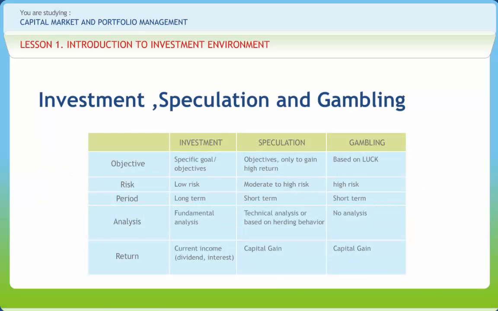Objective of investment depends on its specific objectives. Risk involved in investment is low and period of investment is long term. Its analysis is based on fundamental analysis and the return depends on the current income. An objective of speculation is only to gain high return. Risk involved in speculation is moderate to high and period of speculation is short term. Its analysis is based on technical analysis. The return is dependent on capital gain.